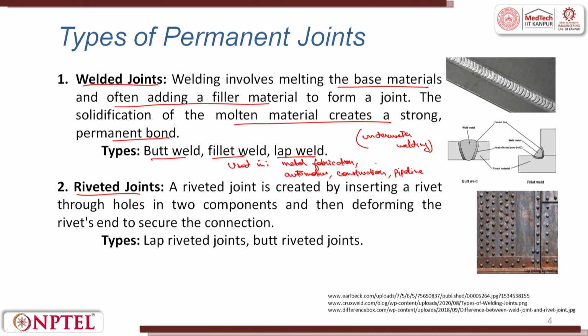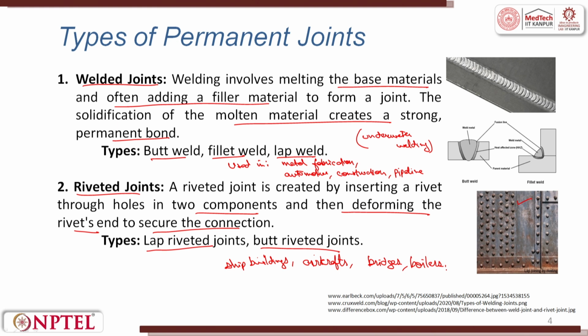Then come riveted joints. A riveted joint is created by inserting a rivet through holes in two components and then deforming the rivet's end to secure the connection. So, this is a riveted joint, this is a permanent joint. It could be of butt type, it could be of lap type. We will talk about the types of them. Types could be lap riveted joints and butt riveted joints. These have a big history of being used in shipbuilding, aircraft, which I have already mentioned, bridges, boilers.